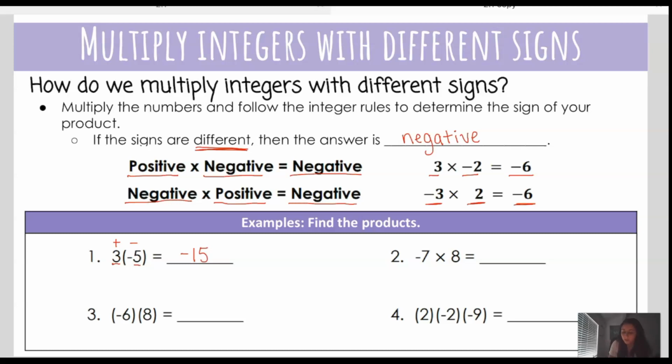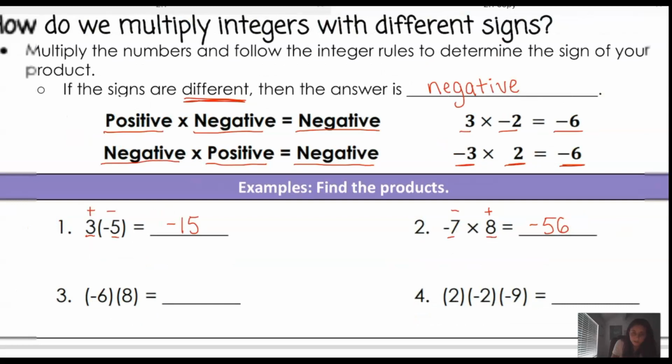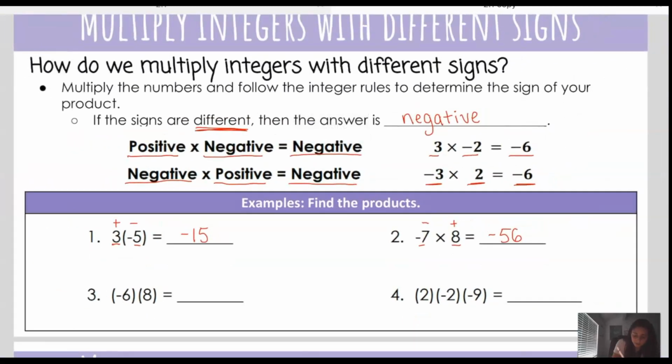Number 2 says negative 7 times 8. Well, 7 times 8 is 56, and a negative times a positive gets me a negative. Number 3, we have negative 6 times positive 8. Well, 6 times 8 is 48. And then we have a negative times a positive, so our answer is negative, right? The signs are different, so my product is negative.